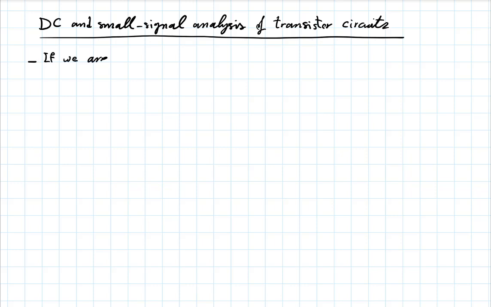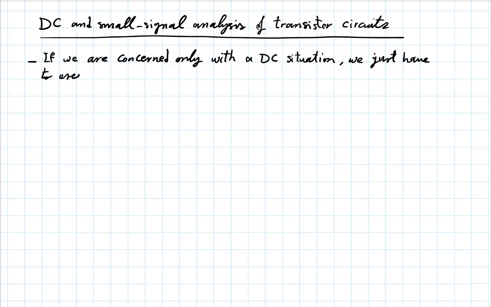If we are concerned only with a DC situation, we just have to use the laws of circuits and element relationships. And you might say this is a general statement. This is not limited to only DC analysis. But if you have a situation where you have some small signal variations on top of a DC signal, you can break the problem into two problems and then apply these laws. So let me write that down.